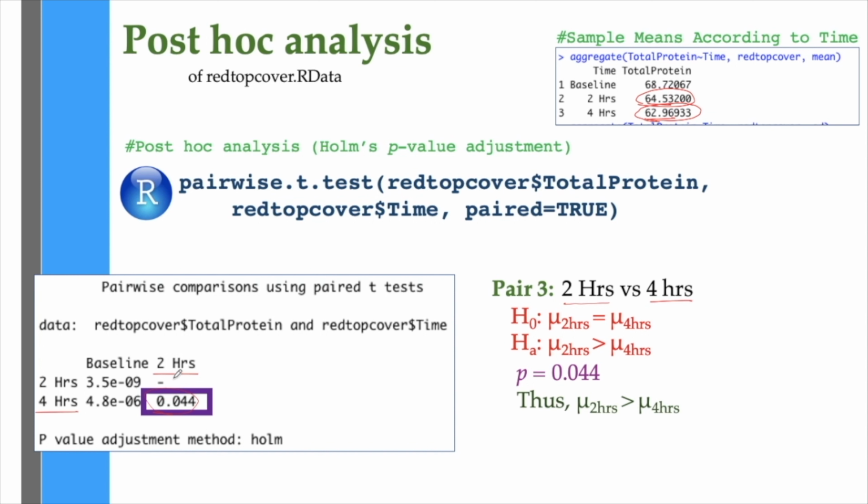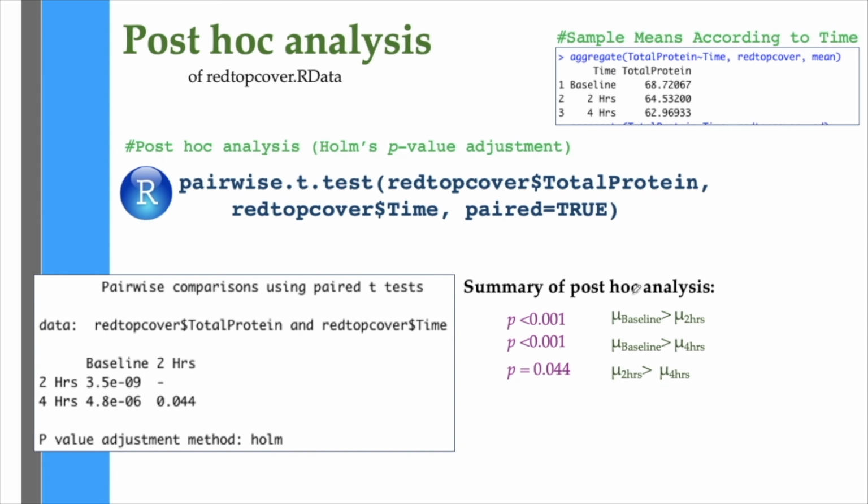So collecting those three conclusions, we have baseline is greater than 2 hours. So I'll write baseline higher than 2 hours. So baseline is higher than 2 hours. Next, baseline is greater than 4 hours. So I may write it somewhere here.